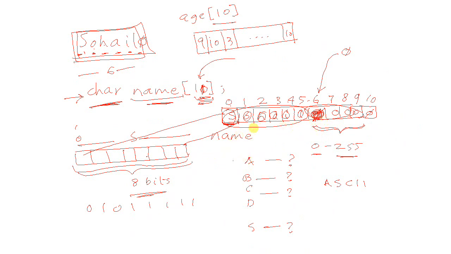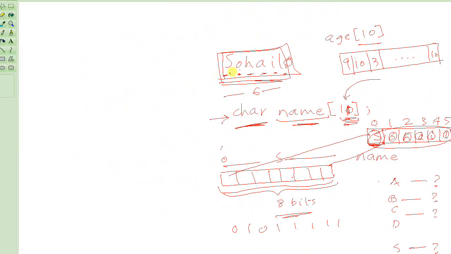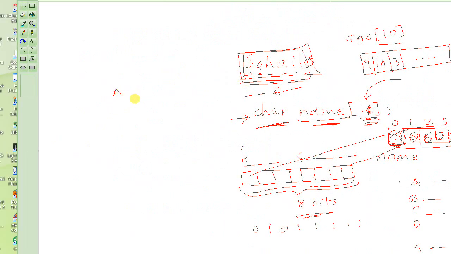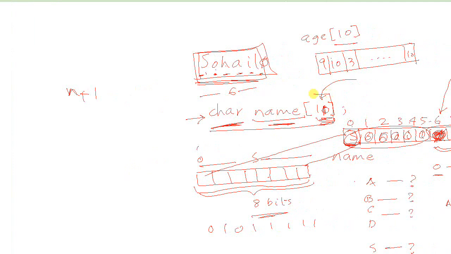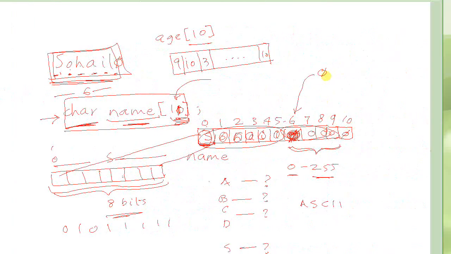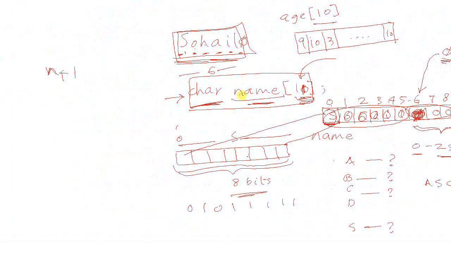I hope you understand how it's going on. To represent a string of n characters, you need an array of n plus 1 characters. This defines a string, and the null terminator signifies the end of the string. I hope this helps you understand the concept of string.